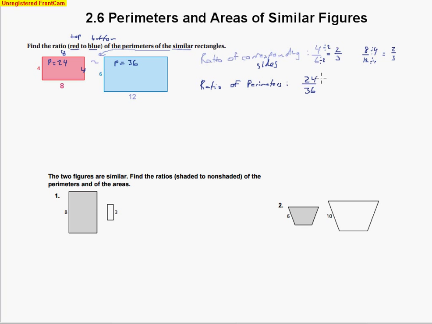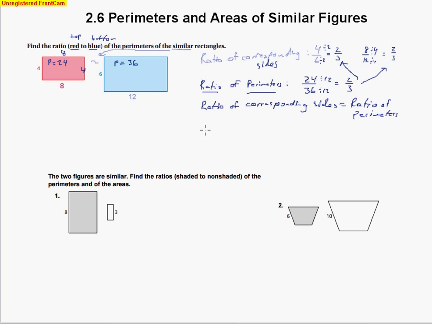24 over 36. Now take out the common factor. This time 12 is the common factor, and when we do that, we have 2 over 3, the same exact number. So you see how they match. When we're finding the ratio of perimeters, all we need is the ratio of the corresponding sides. Let's write that down: ratio of corresponding sides equals the ratio of perimeters. That's what you'll need to know for tonight's homework for those questions.